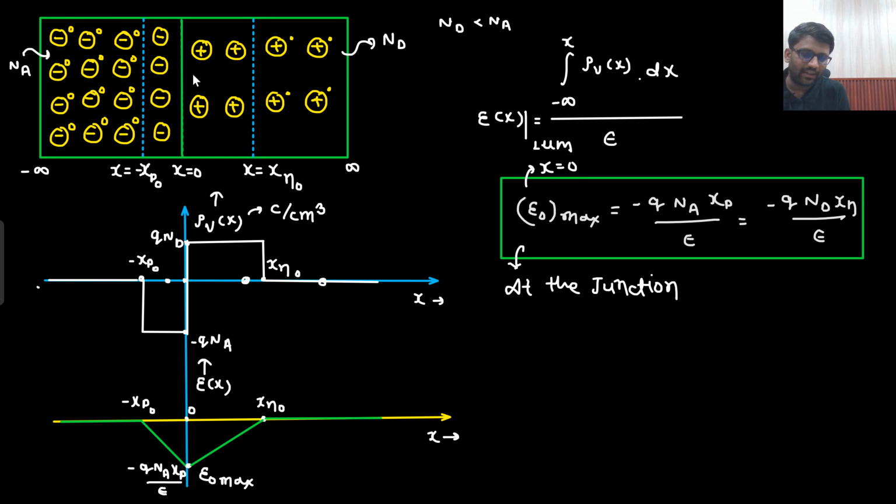If you are asking me the electric field at the junction, then this much area I will calculate. What is that area equal to? It is q N_A x_p0, or q N_D x_n0, divided by epsilon. Is that clear?